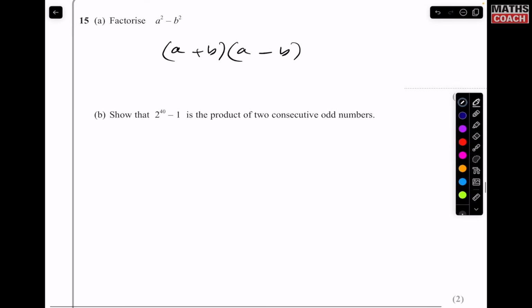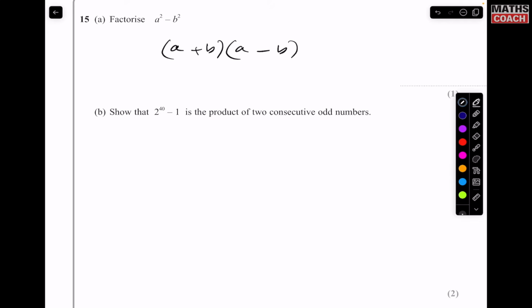Show that 2 to the power of 40 minus 1 is the product of two consecutive odd numbers. So show that it's a product of two consecutive odd numbers. Now, this is why the earlier part was done, okay, to hopefully jog your memory about these things. We can look at this the same way, okay? How so? If we factorize in the same way, we have the 1 and the 1, that's easy. Okay, 1 times 1, a square number.